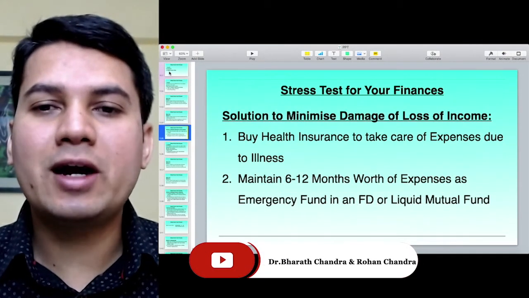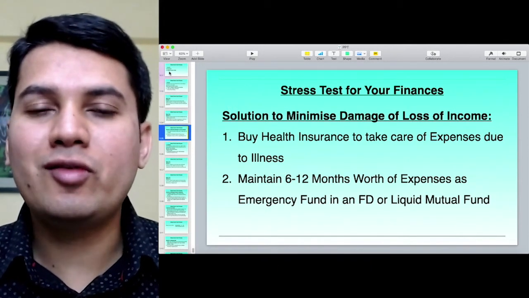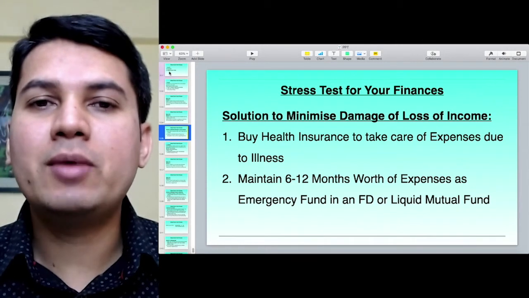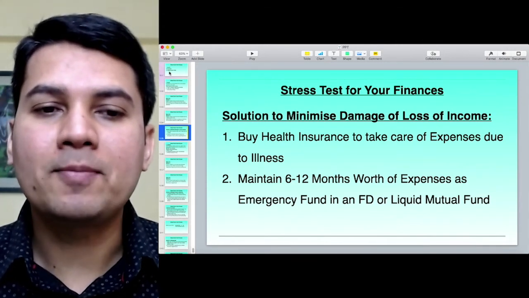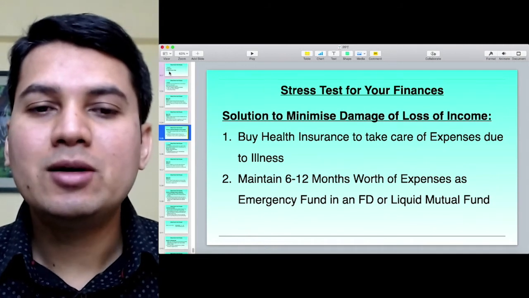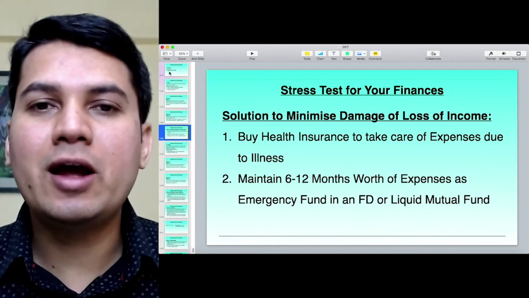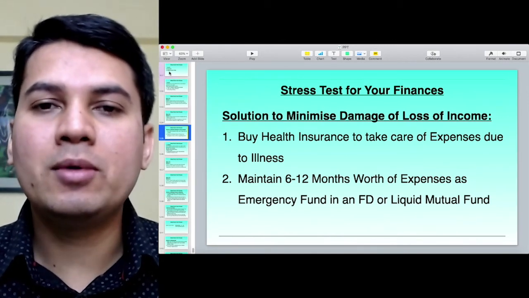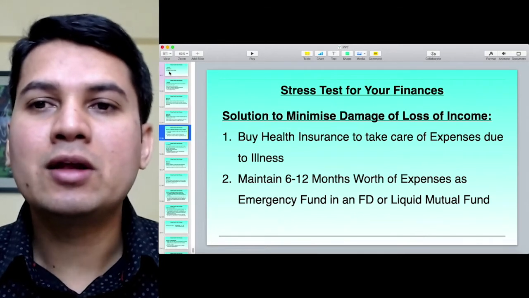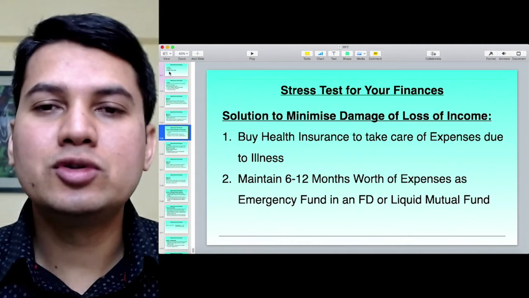Solution to manage this kind of problem. First one, always have health insurance for yourself and your family, so that for any problem with medical expenses, the health insurance will take care of it. You don't need to spend from your hand. Second one, maintain a minimum of 6 to 12 months of expenses as an emergency fund in an FD or in a liquid fund, so that in case there's some problem, you will be able to meet your expenses and your regular commitments of investments in stocks, mutual funds, etc.